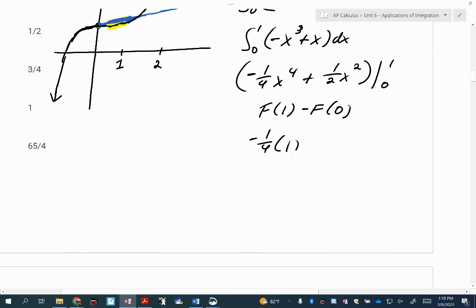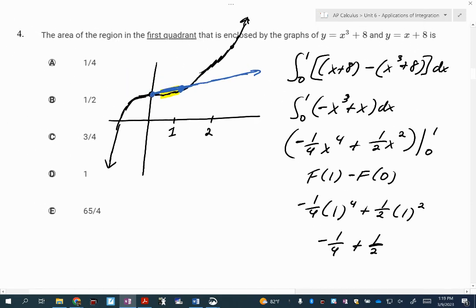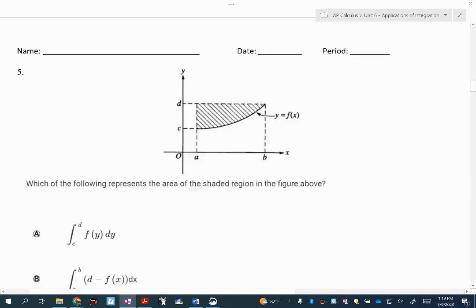So negative 1/4 times 1 to the 4th power plus 1/2 times 1 squared, which gives you negative 1/4 plus 1/2. Getting a common denominator is going to be negative 1/4 plus positive 2/4, which is positive 1/4. That's it for 4. Let's do 5.